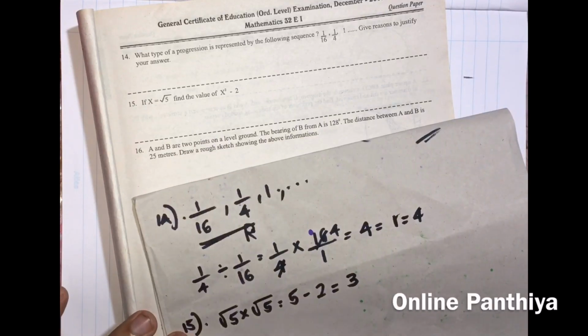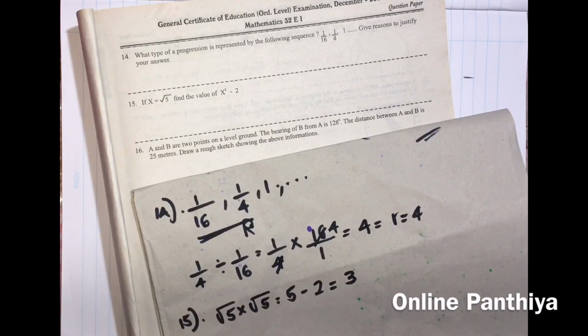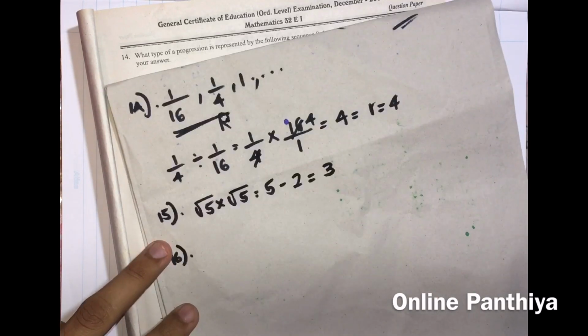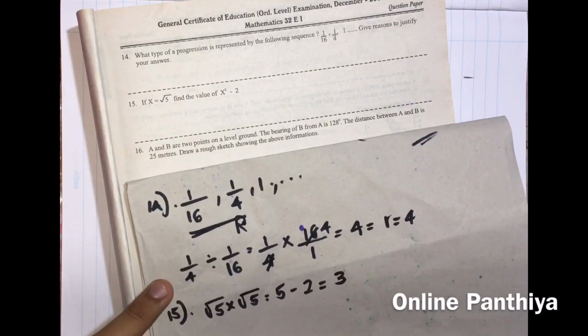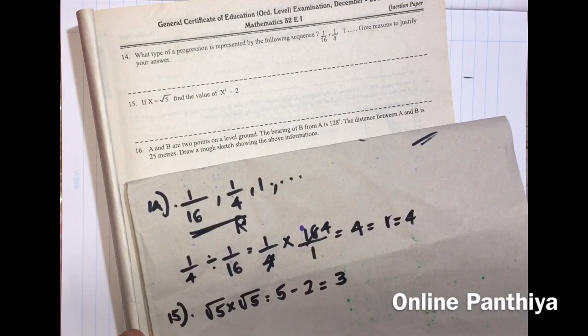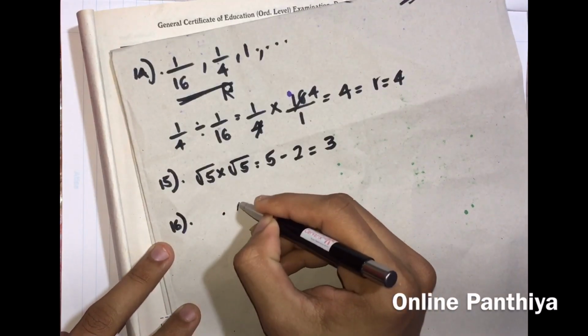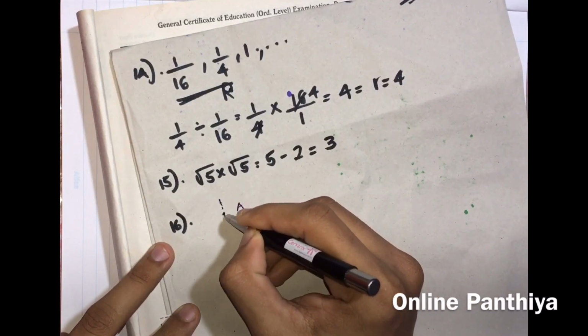A and B are 2 points on a level ground. Those are the 2 points given. The bearing of B from A is 128 degrees. How do you get the bearing? That is this way. Okay. The bearing of B from A. That means you have a point A. This is the north.